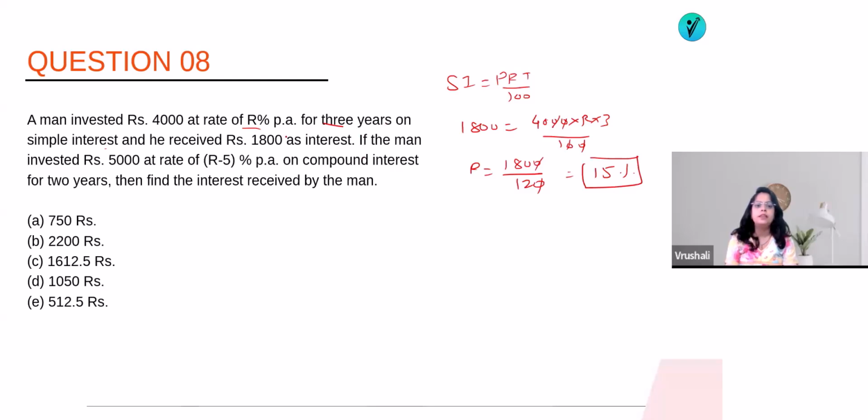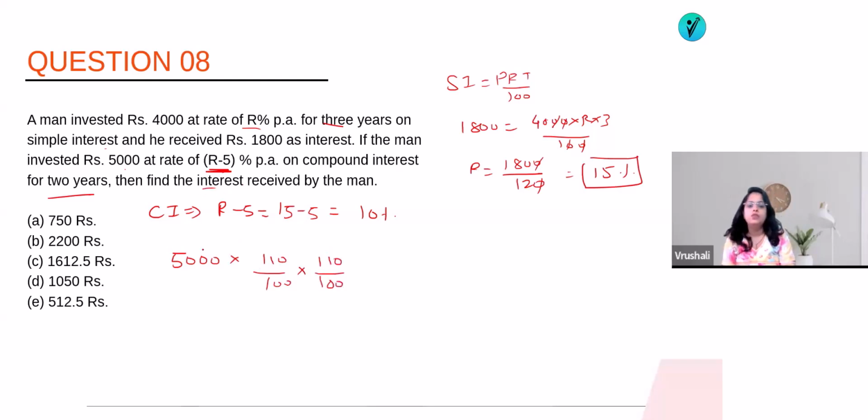Now what are they saying? If the man invested 5,000 at the rate of R minus 5 on CI, R minus 5 means 15 minus 5. This time it is 10% on compound interest for 2 years. So on this 5,000, for the first year it will be 110 by 100. On the second year it will be 110 by 100. They have asked you the CI. So what will it be?